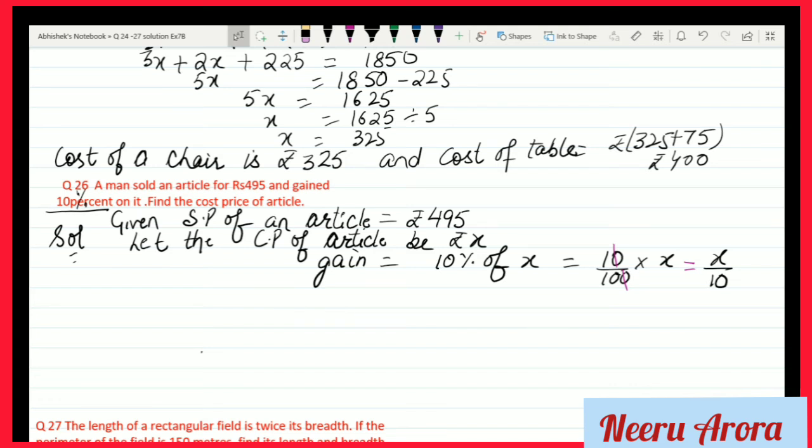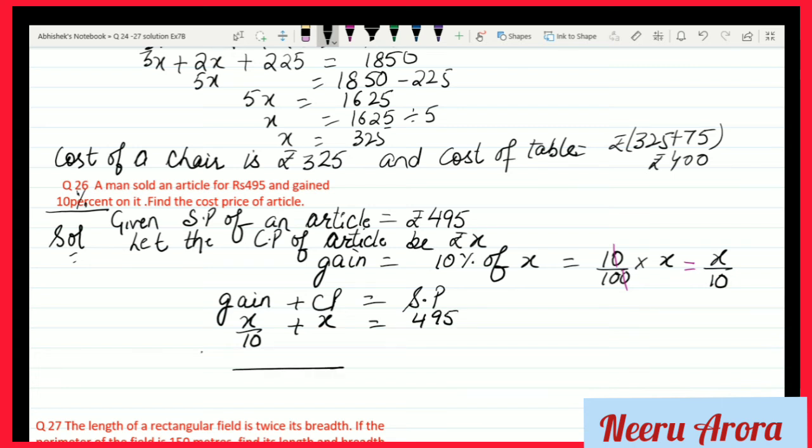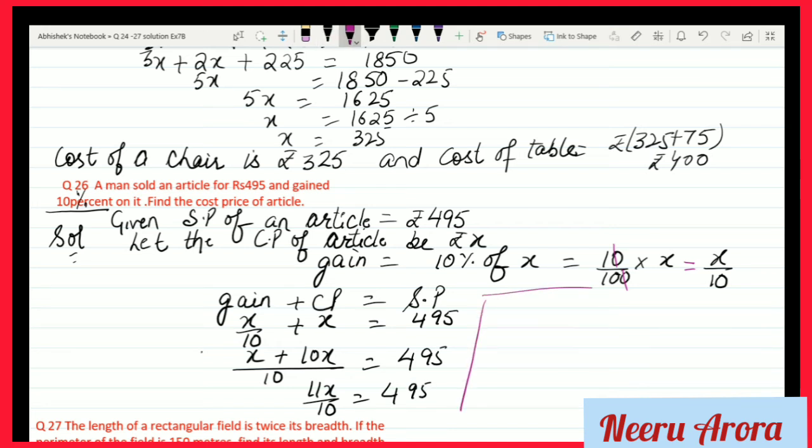So we know gain plus CP is equal to selling price. Gain plus CP is equal to selling price. So here the LCM is 10, so X by 10 plus X is equal to 495. Here it is equal to 11X by 10 is equal to 495. So we have 11X by 10 is equal to 495.